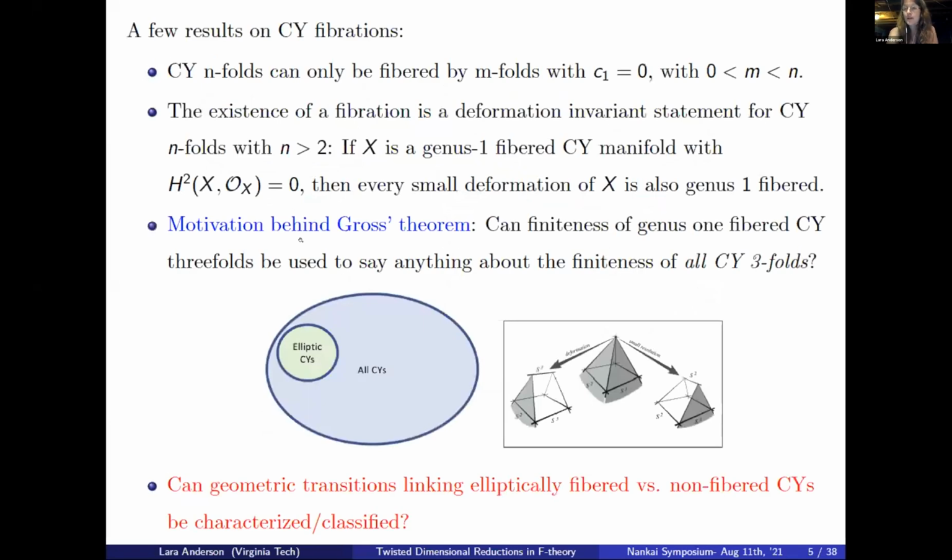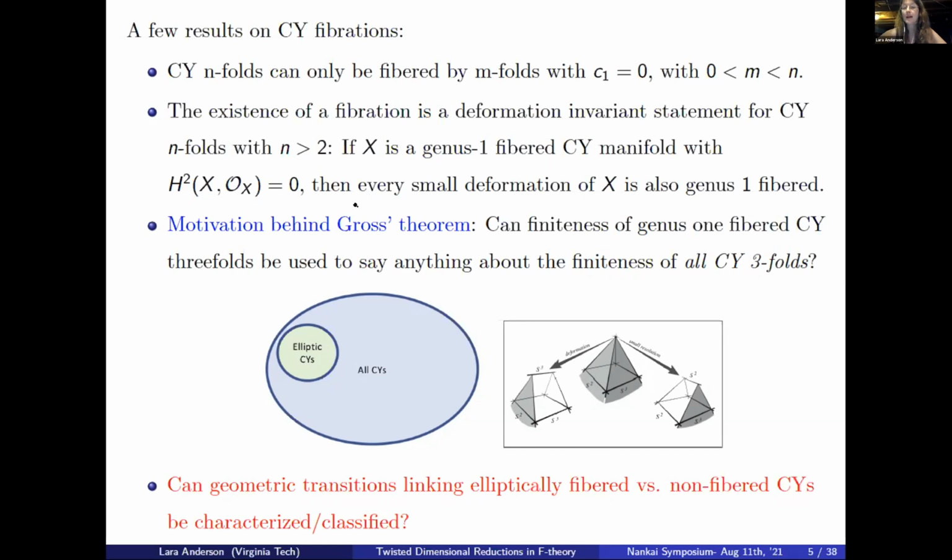Okay, so a few results that are important in the discussion of Calabi-Yau fibrations. First is that the very notion of whether or not you have a fibration for Calabi-Yau n-folds, where n is greater than 2, is a deformation invariant statement. So this is actually meaningful from the topological classification of the manifold. In addition, Calabi-Yau n-folds can actually only be fibered by m-folds, i.e. subgeometries with c1 equals 0, where m is less than the dimension of the space. So for example, 3-folds can admit elliptic and K3 fibers, 4-folds can admit elliptic, K3 and Calabi-Yau 3-fold fibers, and so on. As I mentioned, n greater than 2 is important here. K3, of course, you can move in the moduli space of K3 and create or destroy fibrations. For 3-folds and higher, that cannot happen.